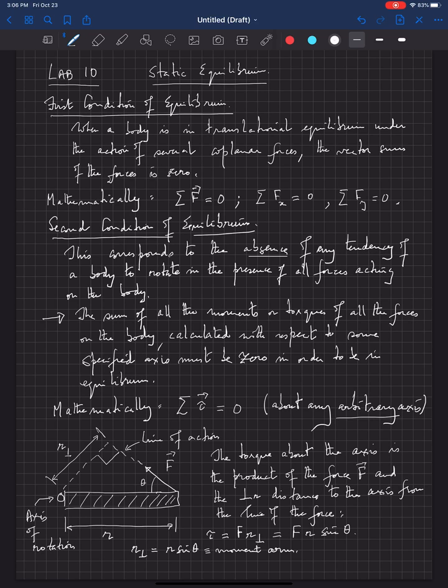Okay? Now, it's also possible to define or obtain torque in a slightly different way. Let me show you this slightly different way of obtaining the torque. So the first idea here is, let's go on to the next page.